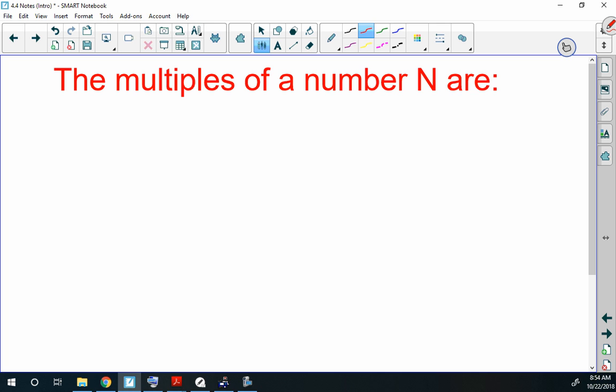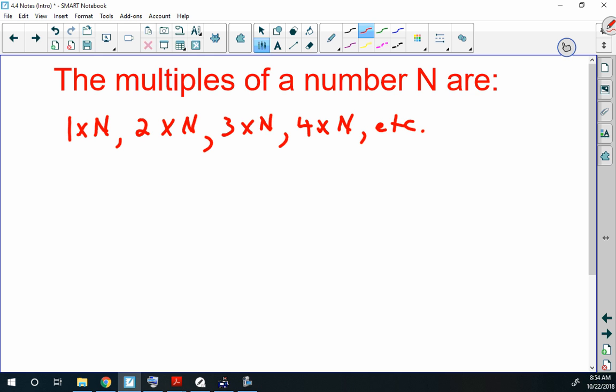And in tutoring, the number one question that comes up is, what's the difference between factors of a number and multiples of a number? A lot of people get them twisted. The multiples of a number are 1 times that number, and 2 times that number, and 3 times that number, and 4 times that number, etc., etc.